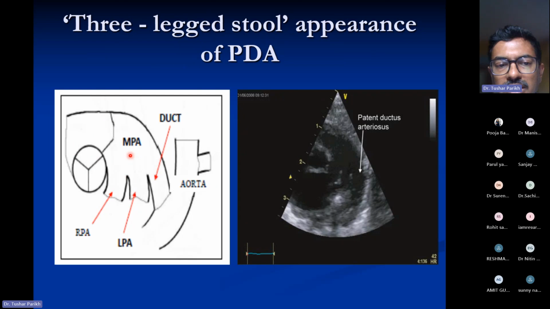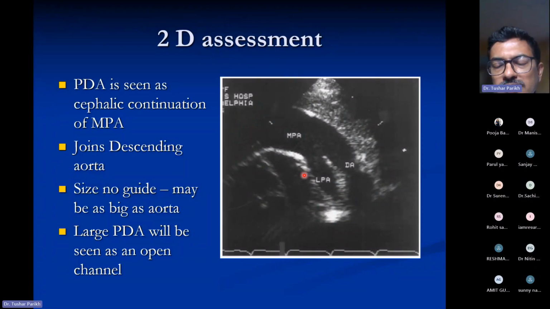You will see the right pulmonary artery, the left pulmonary artery, and the most cephalic continuation of the main pulmonary artery is the PDA, which opens into the aorta. Realistically, it is seen like this. If you are able to see three legs like this, the most cephalad one is the PDA. Some people have called this the tripod sign. You see three legs of a stool: one is the right pulmonary artery, one is the left pulmonary artery, and this one is the PDA, which opens into the descending aorta, which is obliquely cut, so therefore not completely seen. Sometimes you may not be able to see the right pulmonary artery if the view is like this.